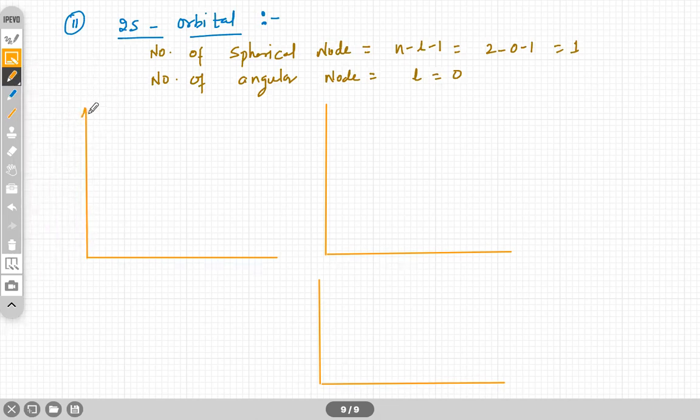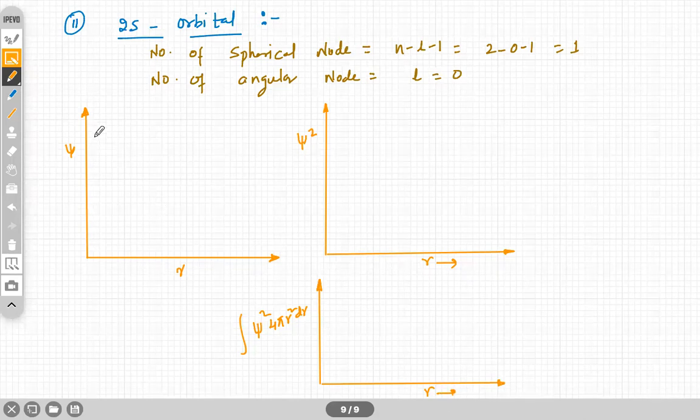So this graph is again psi and r. This one is psi square and r. This one is the probability, that is psi square 4 pi r square dr. And this axis is the radius we have, r.